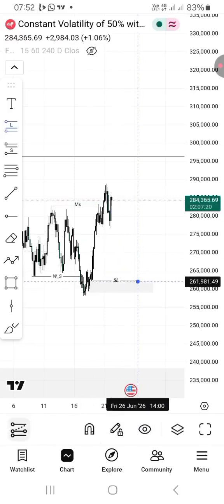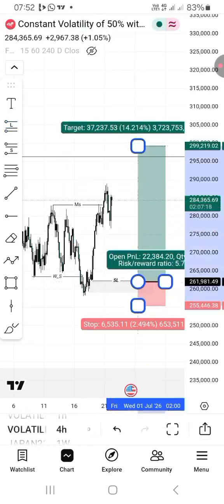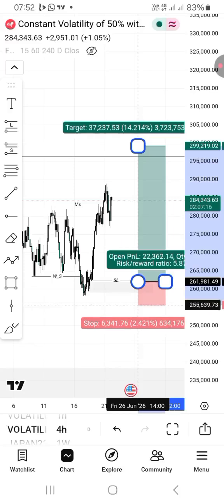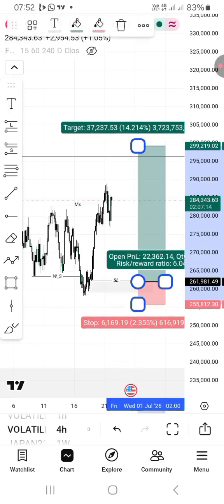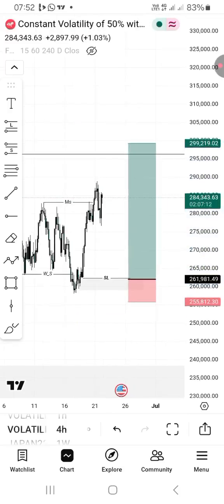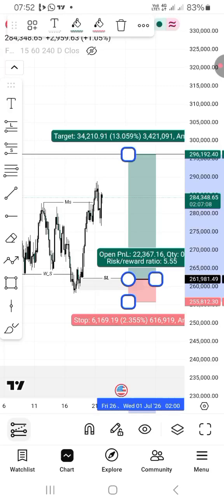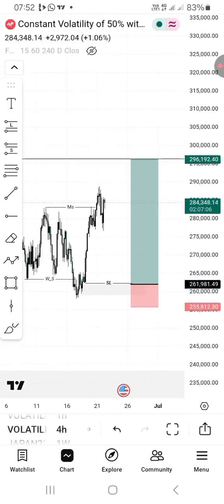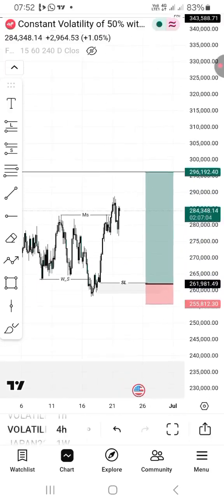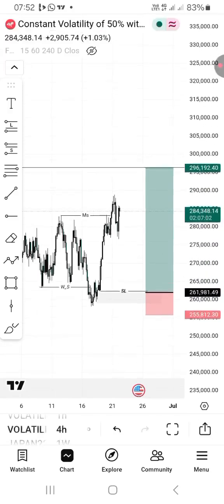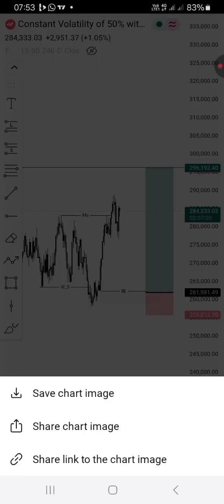So this video is kind of long, but I believe you learned a lot of things. So your stop loss should be just below that low, and your take profit at the breaker block. So I'll be taking this trade. Let me save this.